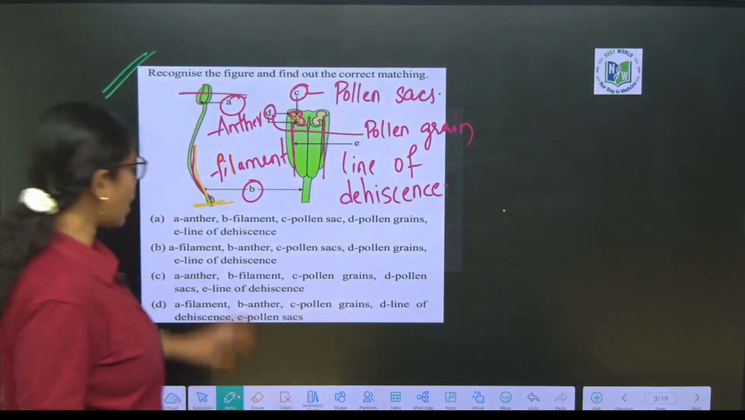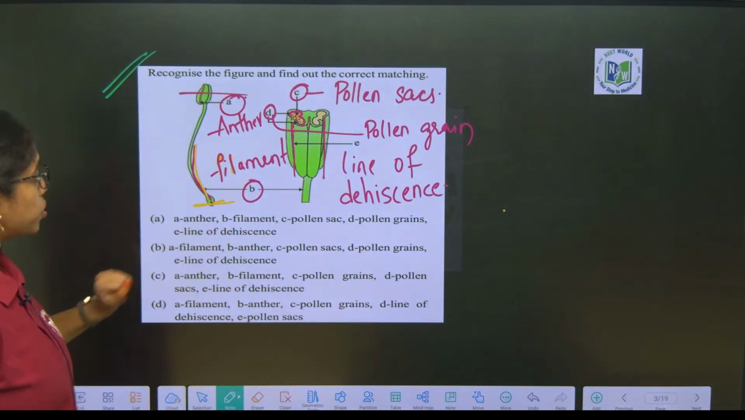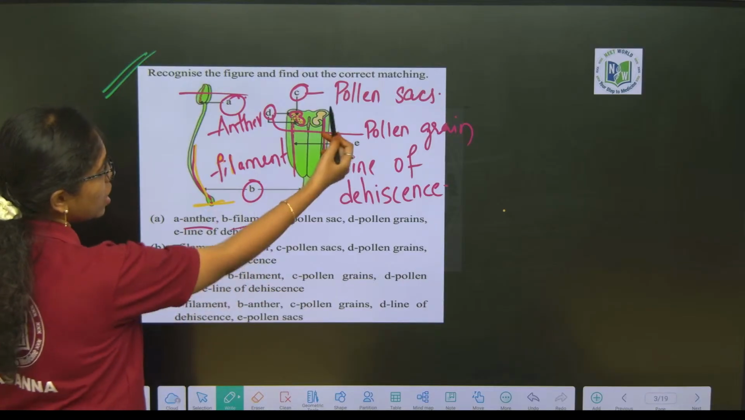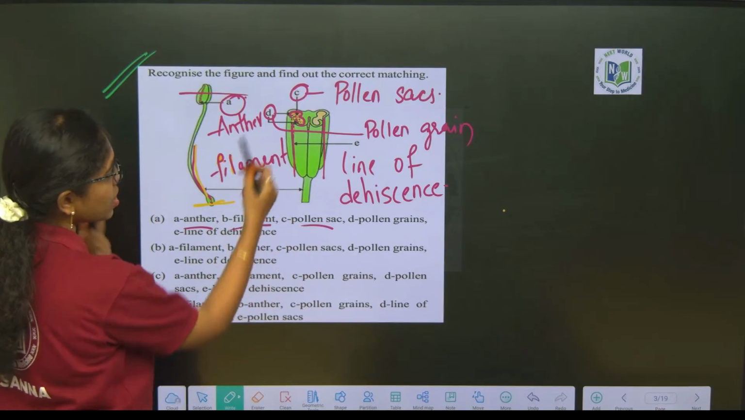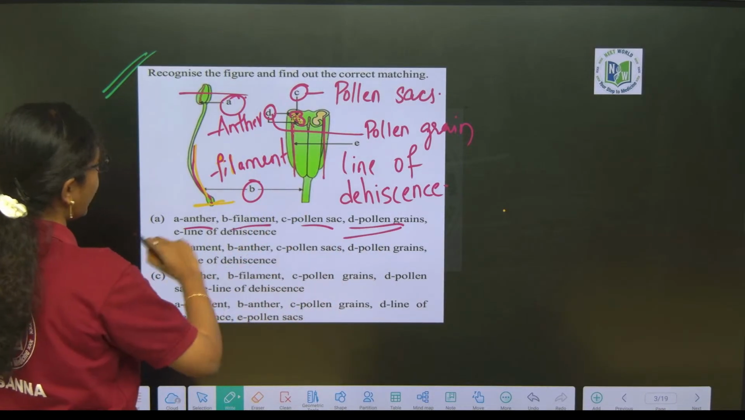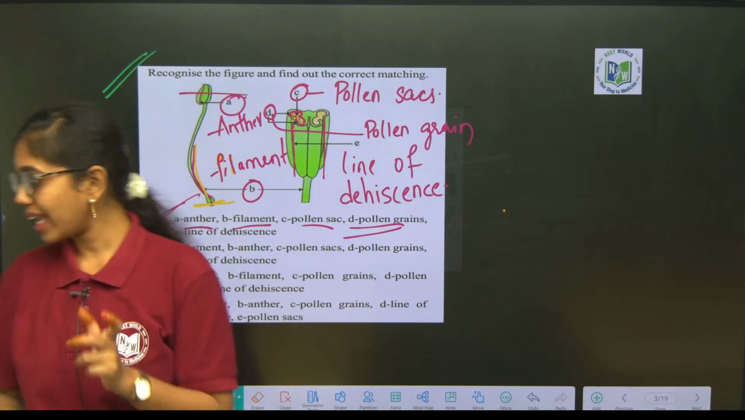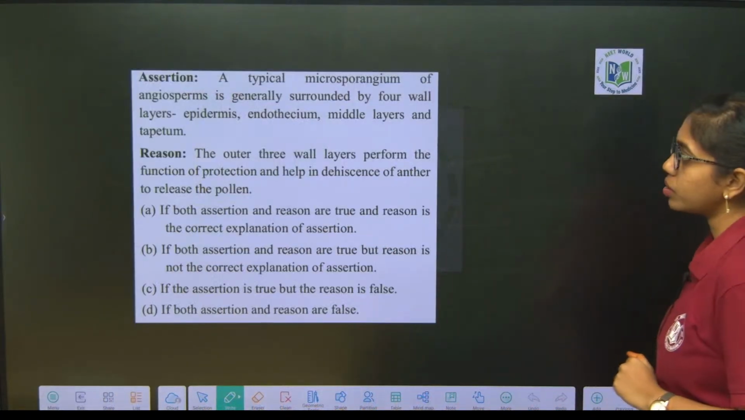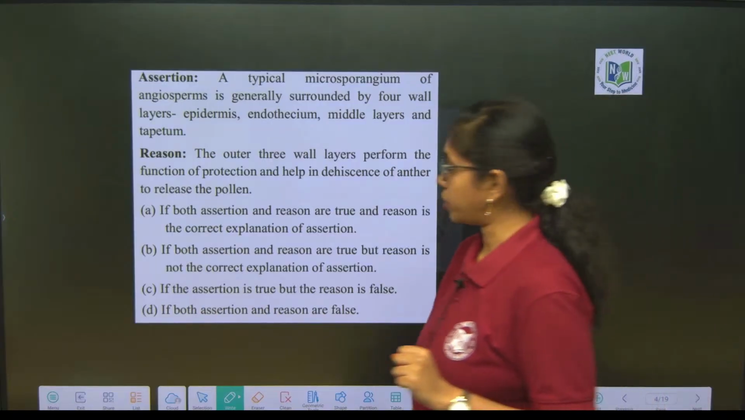Now look into the right option. A is anther, B is filament, C is pollen sacs, D is pollen grains, and E is the line of dehiscence. Option A will be the right answer. Next question, you see, an assertion reason type of question.